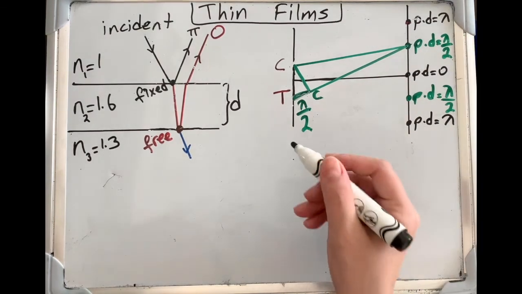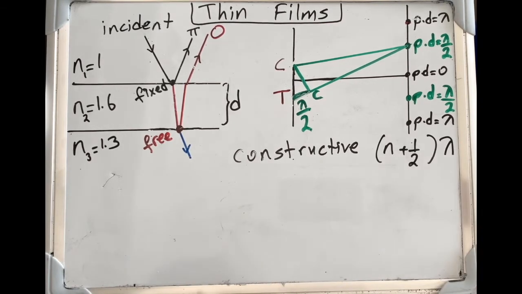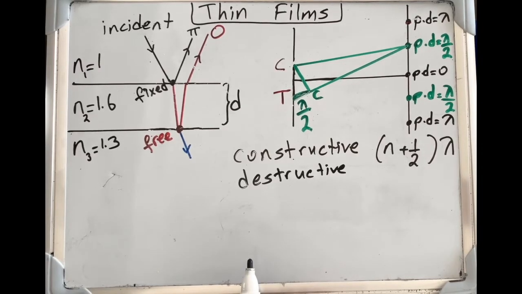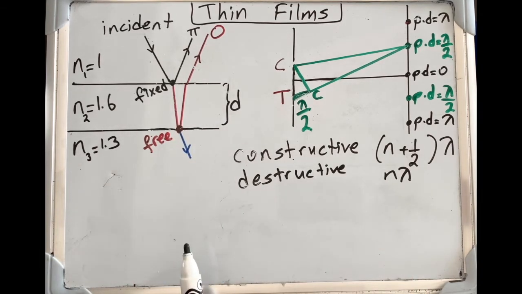To summarize, the constructive interference points happen at path difference n plus a half lambda, and destructive interference points happen at locations where the path difference is n lambda. Finally, let's discuss how the path difference can be calculated.